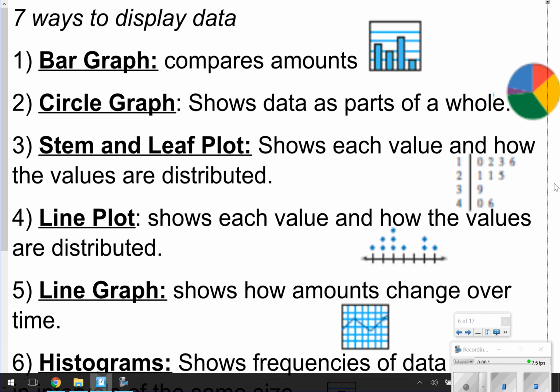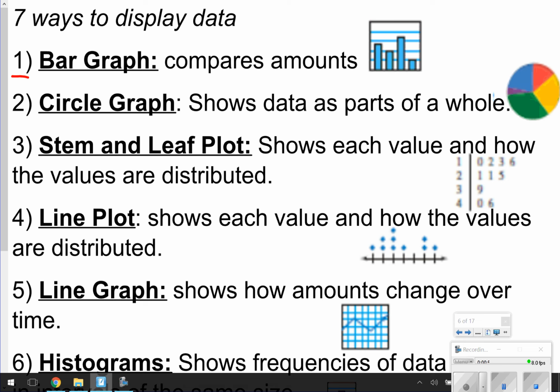Here are all the data displays that we'll be talking about. As I'm talking about them, you can pause the video to write these down, or you can just write them down as I talk about them. The first one is a bar graph. That just compares amounts. So comparing the different amounts of the same thing would be a good way to use a bar graph. A circle graph shows data as parts of a whole.